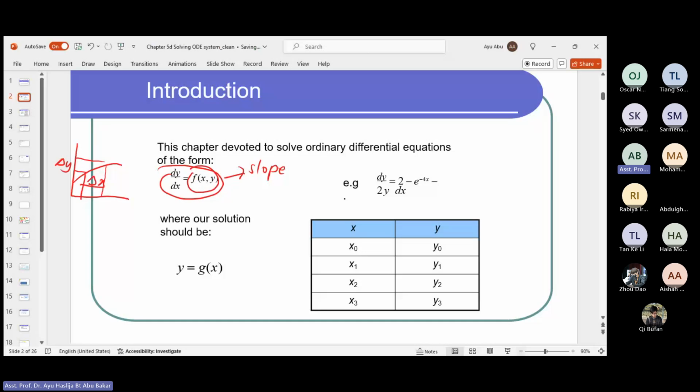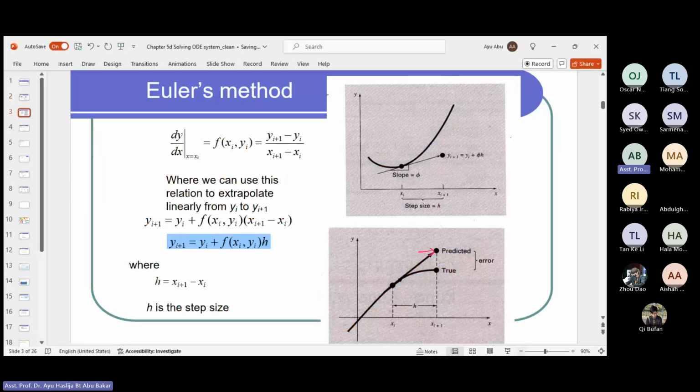For example, here, this equation, dy dx. Don't focus on this one. What I want to mention is the ODE. We focus on Euler's method. We have two methods, Euler's and Heun's method. The first one is Euler's method, which is used to predict the new point.